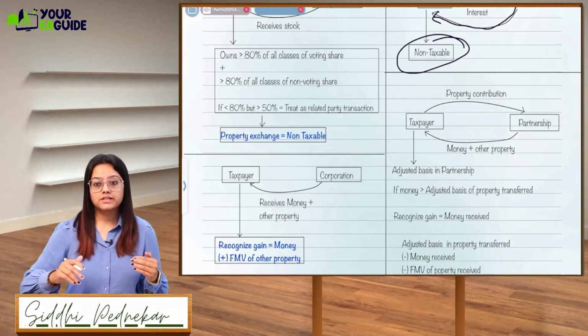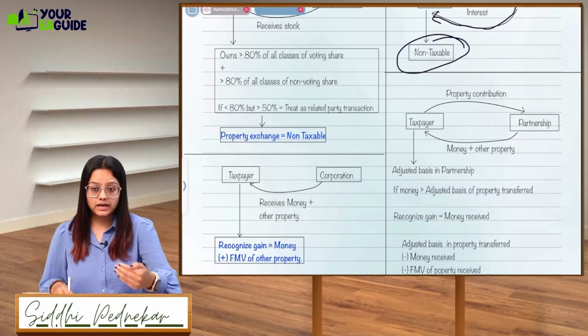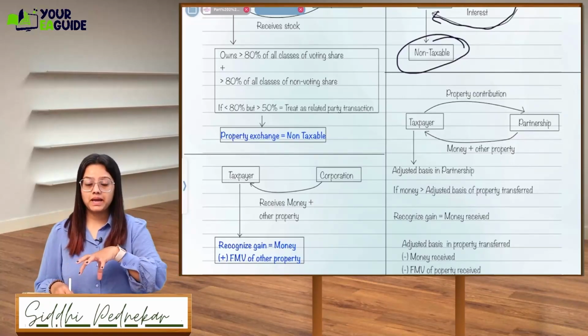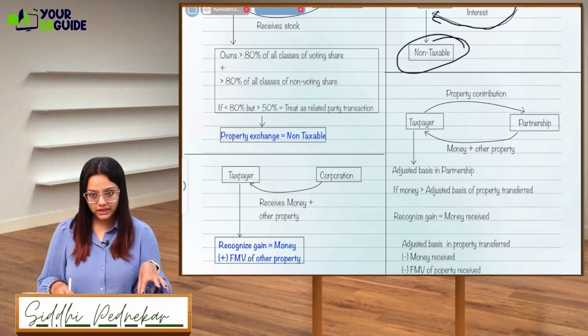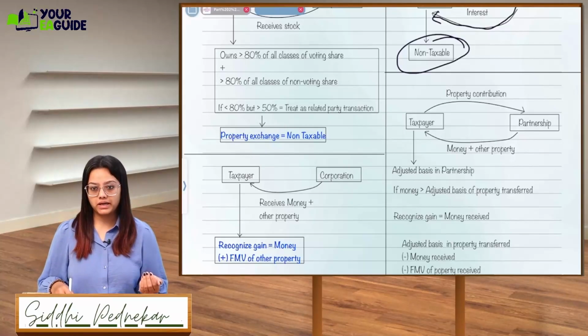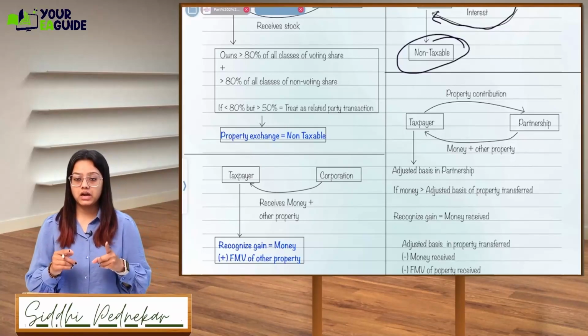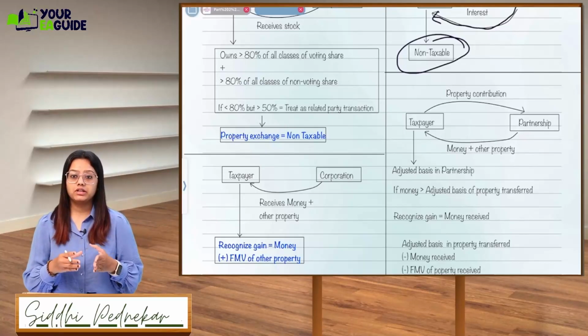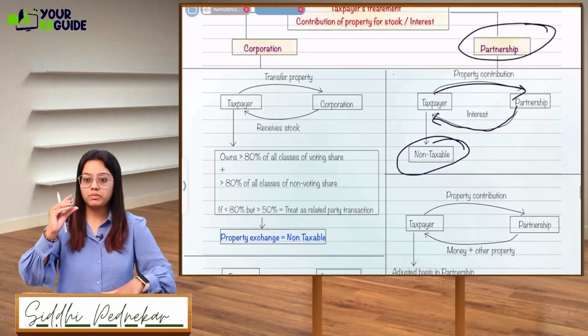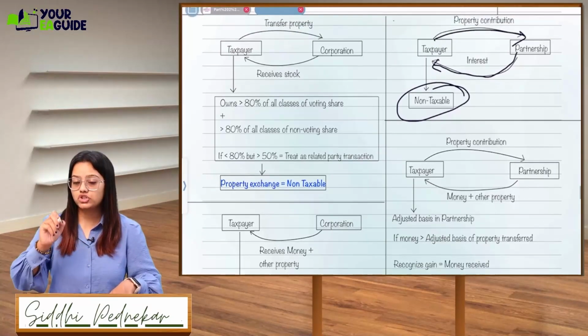Next is a taxpayer contributing a property, against which the partnership firm is paying property, other property, and also money. So here the taxability will come. Anyway, in the exam, they are not going to ask from a particular scenario. You have to create this whole chart in your exam.